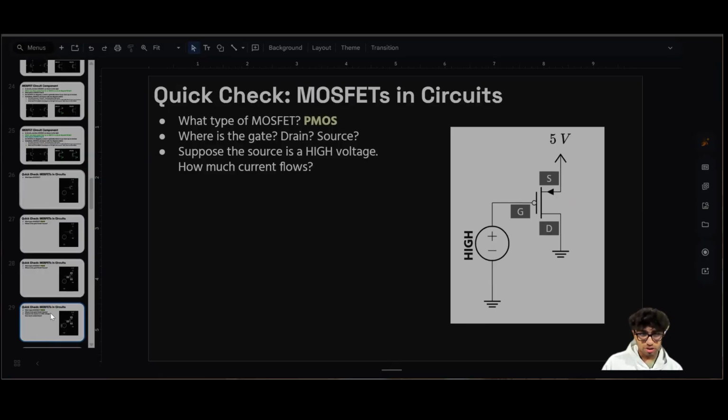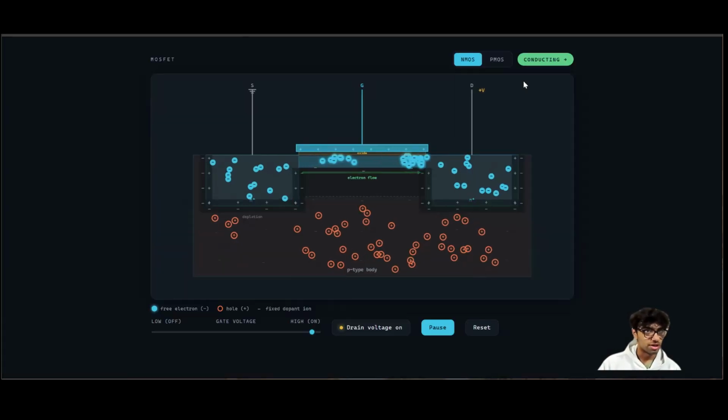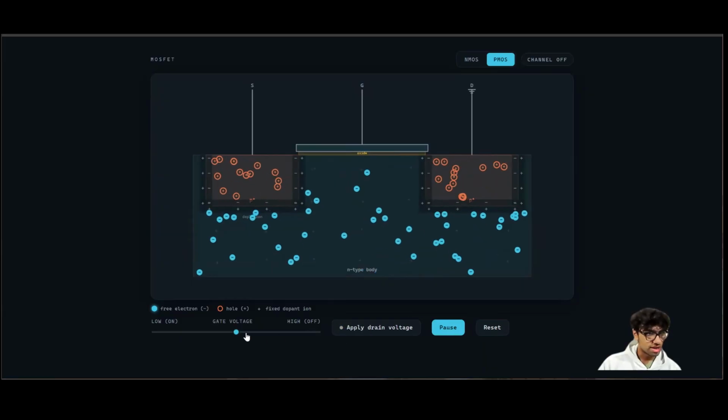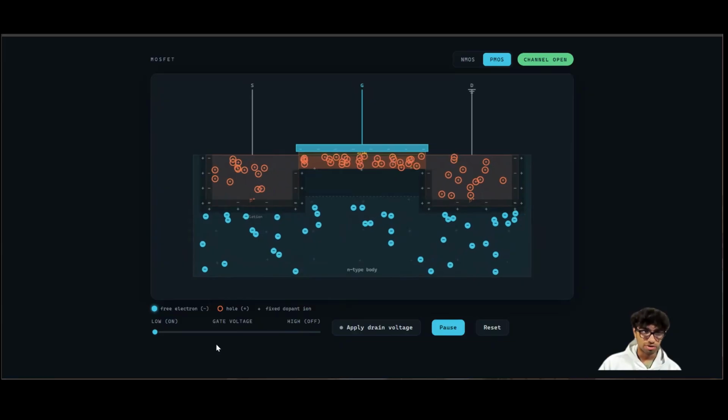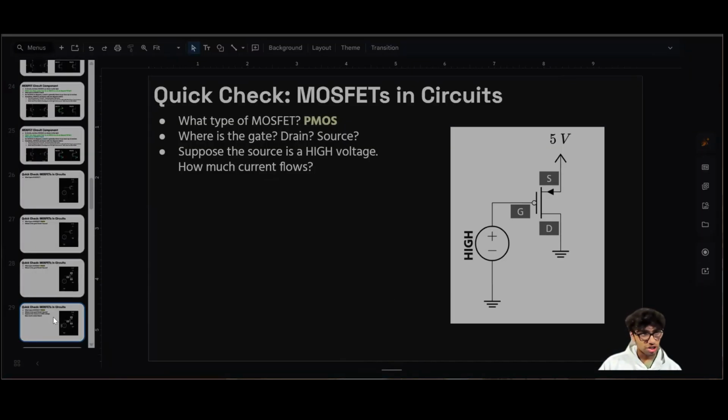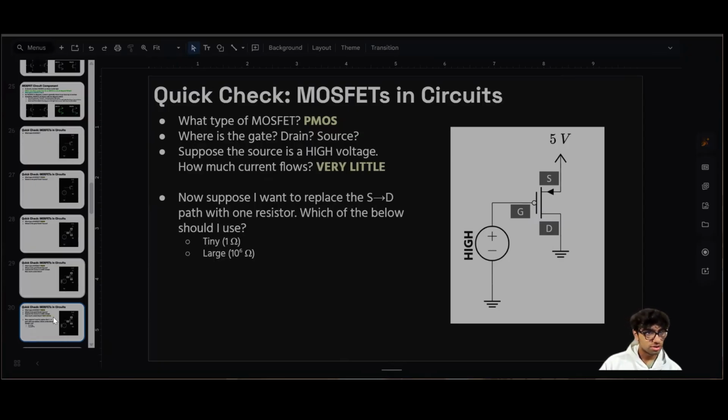If it's a high voltage source, how much current flows? Well, think, if it's a high gate voltage, that means for a PMOS, the gate is not open, right? Positive voltages at the gate are going to not push away the negative charges that make up the body of the transistor. Go back here and see that. Go to PMOS and reset. If I have a high gate voltage, I'm not pushing away the negative charges. I need a low gate voltage to push away the negative charges. So not much current flows with the high gate voltage.